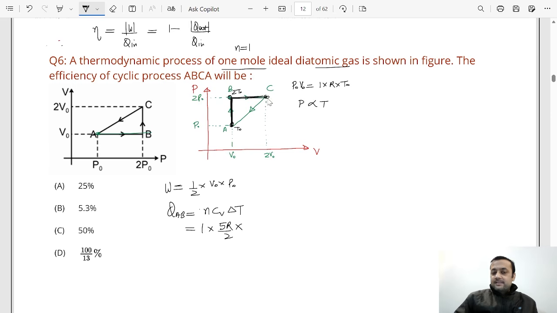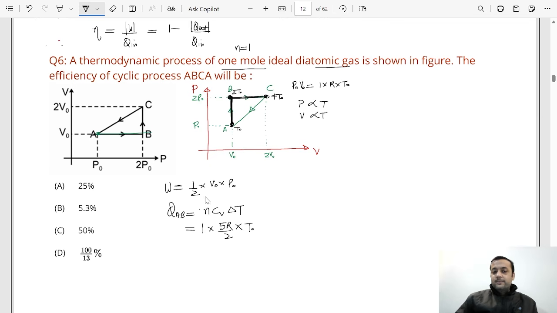Going by the same logic, from B to C, volume has doubled and pressure stays constant. Again, for a constant pressure, volume is proportional to temperature. So if here the temperature was 2T0, here it should become 4T0, because if volume has doubled, temperature should also double. So I was talking about QAB. QAB will become nCv delta T. Cv is 5R/2, delta T is 2T0 minus T0, which is T0.